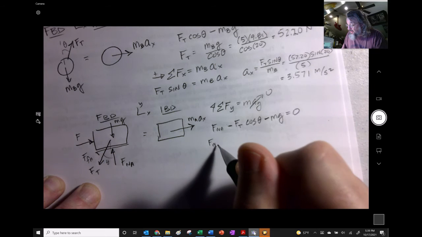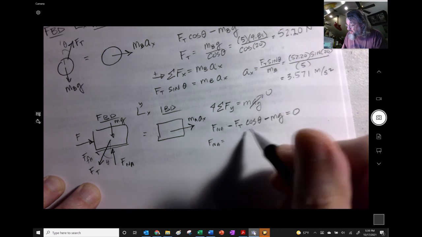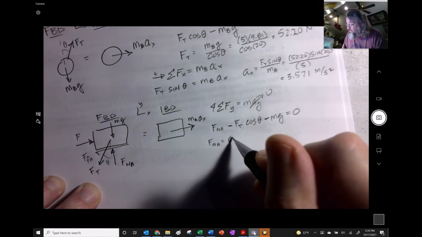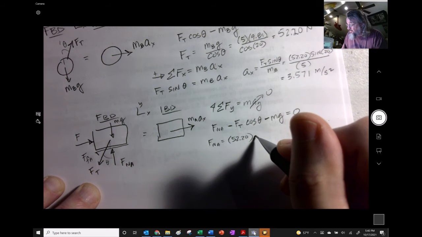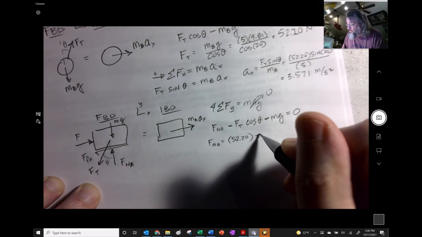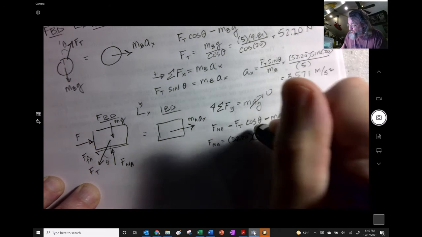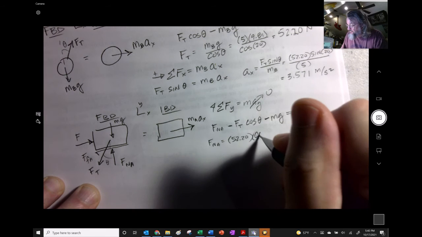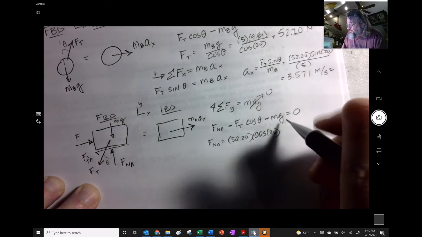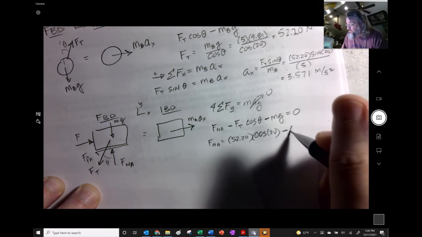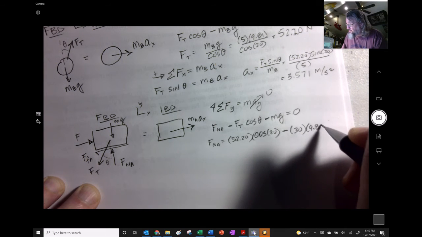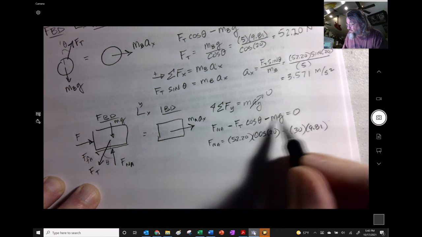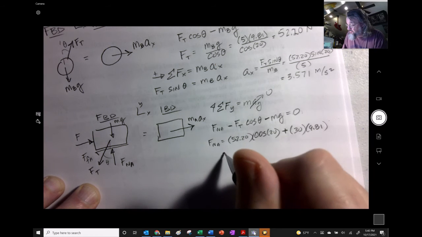So I can find my Fna. And that's simply going to be the 52.20 that I had before, times the cosine of my 20 degrees, and then minus my mass of the whole thing, which is 30 kilograms, times 9.81. And it shouldn't be a minus because they're both minus over here. They come back onto the other side, so they should be plus.